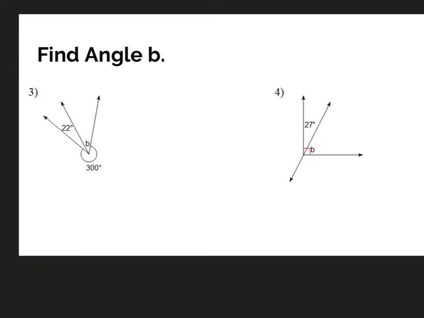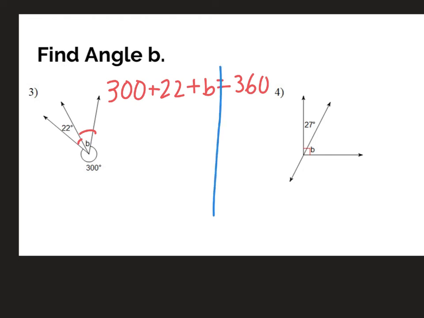All right, next one, we are still finding angle B. So notice on this one, they're trying to create this whole circle. So they gave us 300 degrees. And then they gave us this little 22, so plus 22. And then they gave us little b, which we need to solve for. And we have to remember that a full circle all the way around equals 360. So again, this is just an equation we can solve for b.